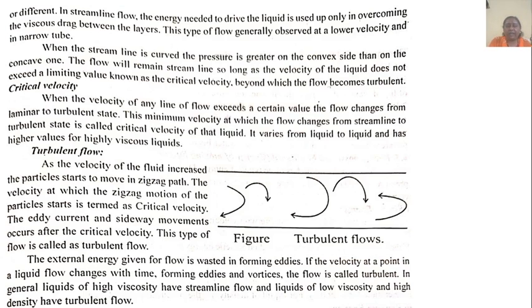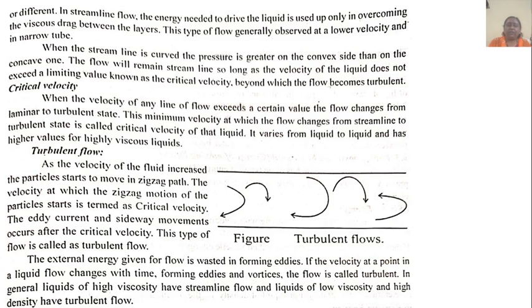Now, turbulent flow. As the velocity of the fluid increases, the particles start to move in a zigzag path, and the velocity at which the zigzag motion of the particles starts is termed the critical velocity. The eddy currents and sideways movement occur after the critical velocity, and this type of flow is called turbulent flow. The external energy given for flow is wasted in forming eddies, and if the velocity at a point in the liquid flow changes with time, forming eddies, the flow is called turbulent.